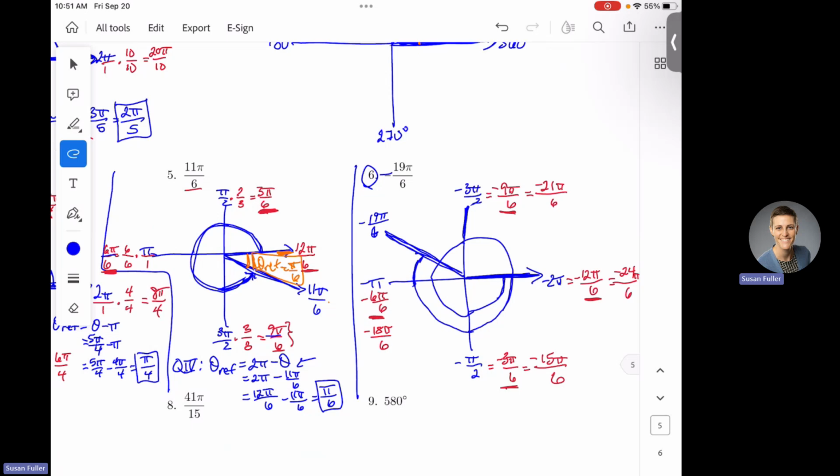So this is my angle. I went all the way around the circle and then over halfway around again. This is my angle in standard position.